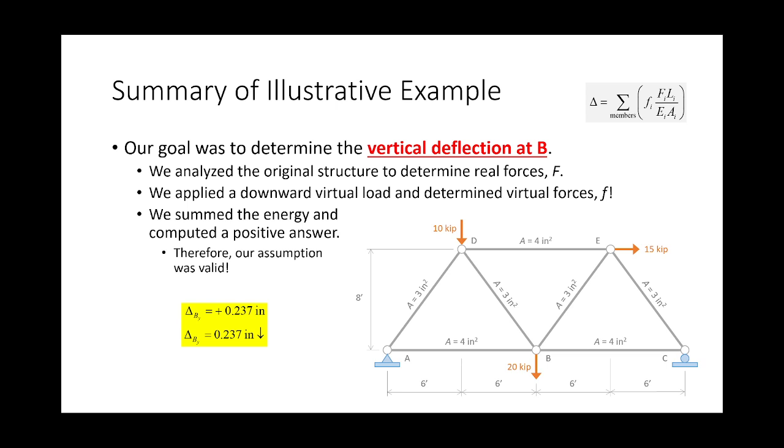We analyzed the original structure. We then took all those loads off and analyzed the virtual structure, and we put a downward unit load at B. We got a positive value, which means that assumption was valid. The deflection at B in the vertical direction is 0.237 inches downward, and that's the answer.